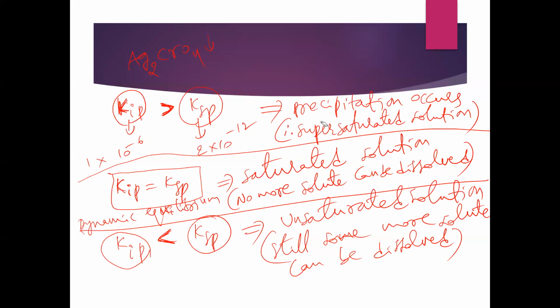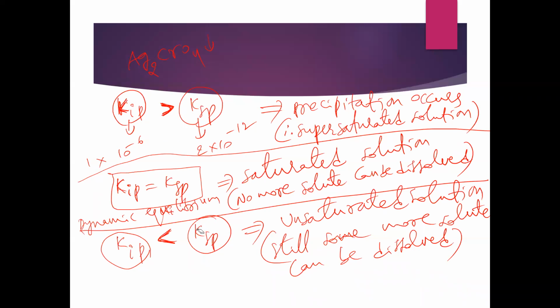And in supersaturated, what happened here? Whatever excess amount of solute was dissolved has been thrown out in the form of precipitate. That's why the precipitation process occurs when the KIP value is greater than the KSP value. Is that clear, ma?